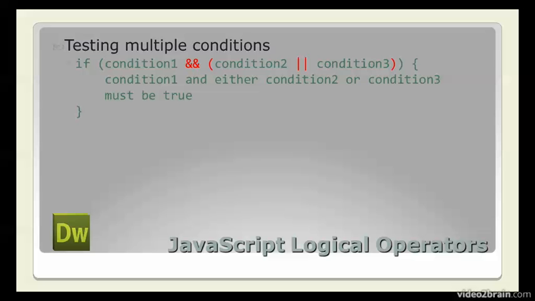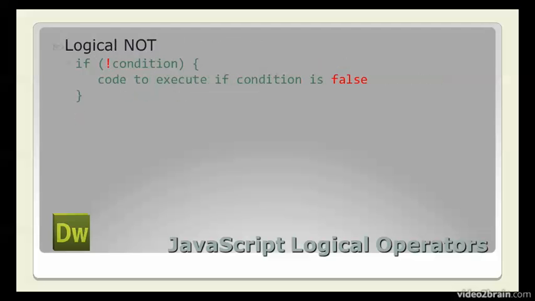If you didn't wrap the second two in parentheses, what would happen is that JavaScript would look at condition 1. If that's true, it then considers condition 2. And if that's false, it immediately fails. So the parentheses are very important in these particular circumstances because without them, it would never go on to consider condition 3. The logical not operator is an exclamation mark which is placed in front of a condition.